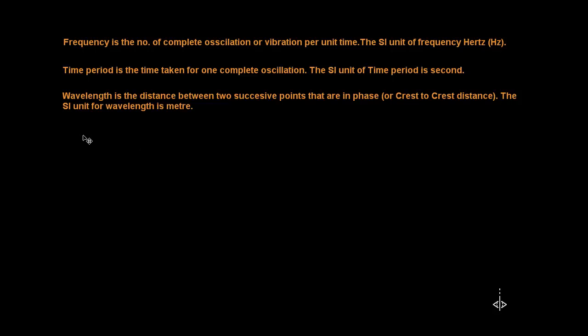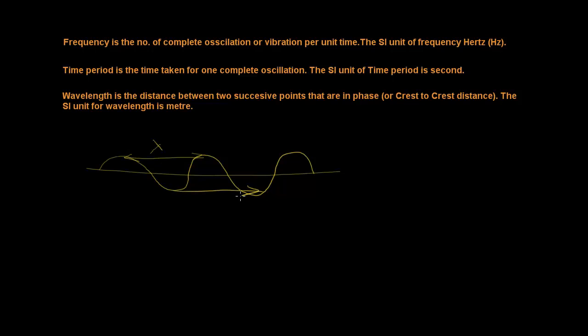The point is, if we assume a wave which will be something like this, it's not that the wavelength is just the distance between two successive crests or two successive troughs. It can be some other distance as well. It can be the distance from this point to this point, as they are in the same phase. I hope you got my point.